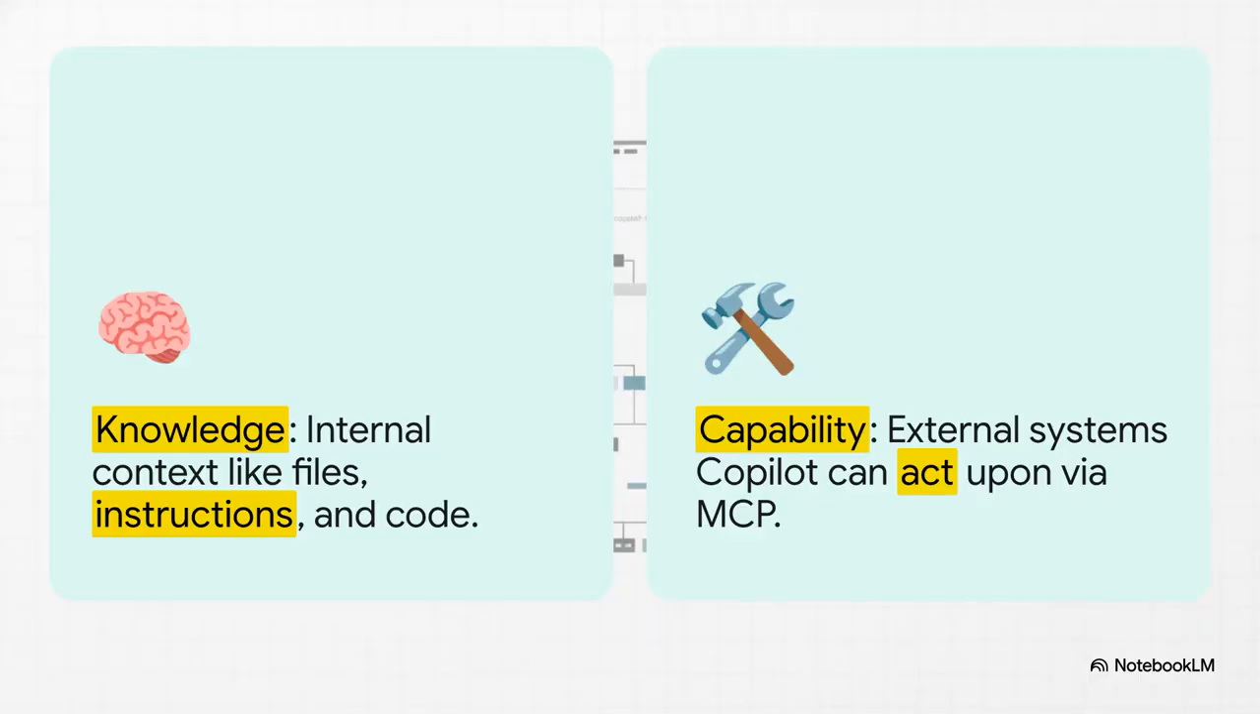And a final pillar bridges the gap between what Copilot knows and what it can actually do. Knowledge is your internal context, the files and code sitting right there in your repository. But capability, that is unlocked through tools and the Model Context Protocol, or MCP, and it allows Copilot to reach outside the repository. This crosses a massive boundary, guys. It moves Copilot from just knowing about your code to actively interacting with external capabilities, like fetching a Jira ticket or querying a live database. It's a total game changer.